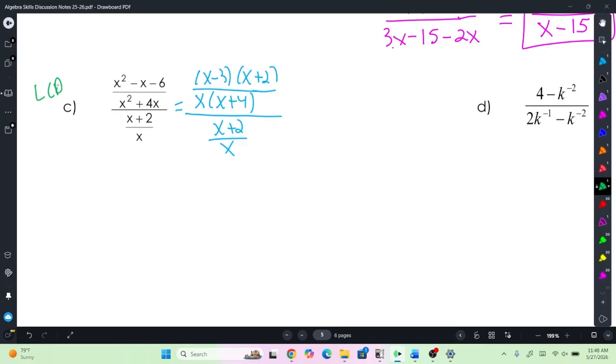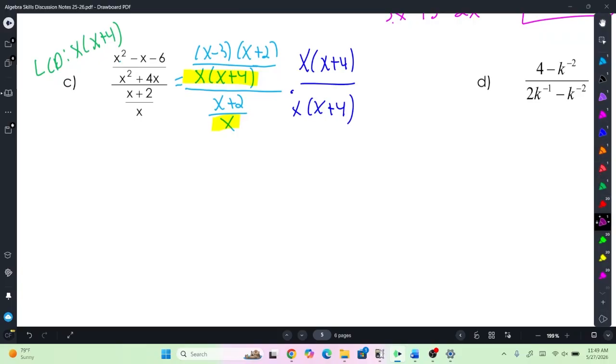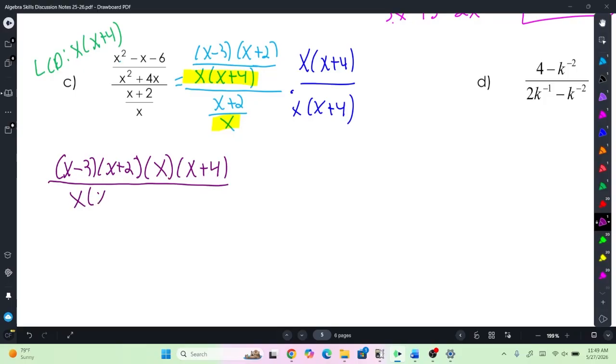So the LCD for this one, we look again at the little denominators. We're going to multiply everything by x times (x plus 4), and multiply x times (x plus 4) over x times (x plus 4). And I'm not going to distribute anything just yet. I'm just going to leave it all in factored form. So the numerator of my smaller fraction in the top right here is going to be the (x minus 3) times (x plus 2) that we factored times (x plus 4) all over x times (x plus 4). Okay, that's this part right here.